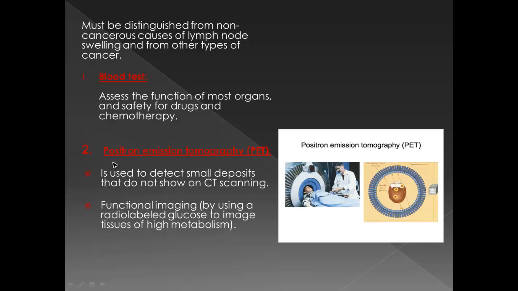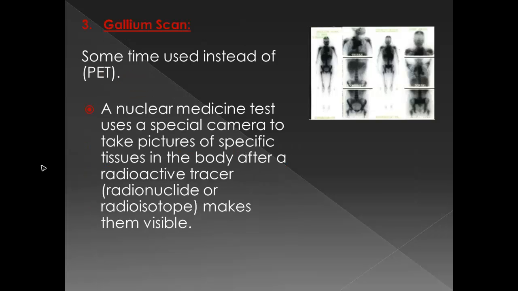Second is positron emission tomography, using a positron to make an image of body cavities. It is used to detect small deposits that do not show on CT scanning. Also, it can produce functional imaging.